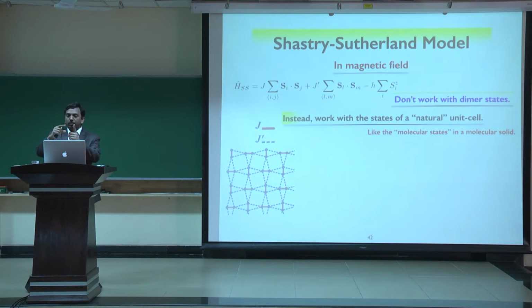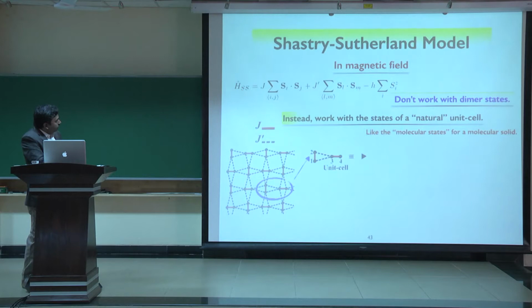So we said, okay, since it's not working and there is a reason why it seems not to be working, let us go to the most natural, simple situation which one would instinctively like to do, and which apparently nobody did: write down the natural unit cell and work in the states of that cell. So this is the basic idea.